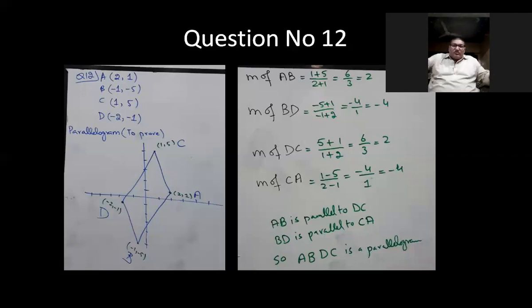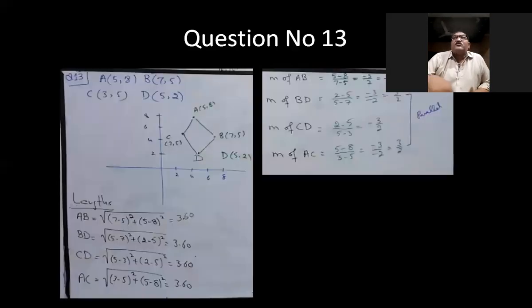We can also use the strategy of finding the length of the AB, the length of the BD, the length of the DC, and the length of the AC. And you will see that the AB length and the DC length will be equal to each other, and the BD length and the AC length will be equal to each other. That is also how we prove that this is a parallelogram. By the gradients, we can also prove that these are the vertices of a parallelogram, because the opposite sides are parallel to each other. So that was question number 12. Hopefully you have understood. Let's move to the next question.